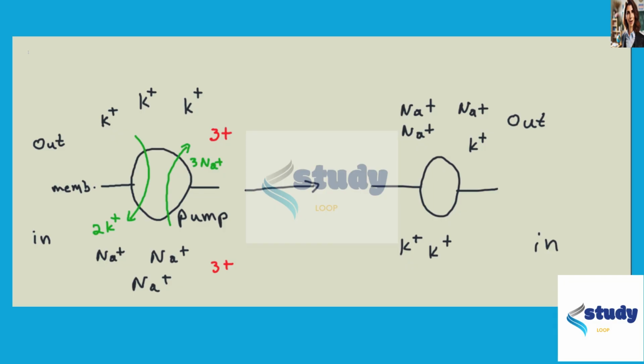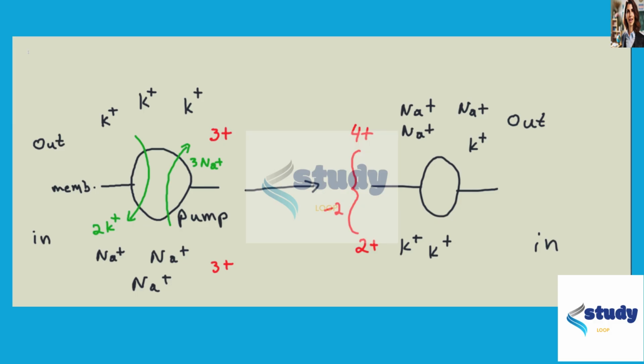Now let's do a tally of our charges again. On this side, we have 4 plus charges. On this side, we have 2 plus charges. And you see now, the difference between the inside and the outside is -2, right? 2 minus 4 is -2, whereas 3 minus 3 is 0. So that is how the sodium potassium pump establishes a net negative charge inside the cell. It puts more positive charges out, and it brings fewer positive charges in.